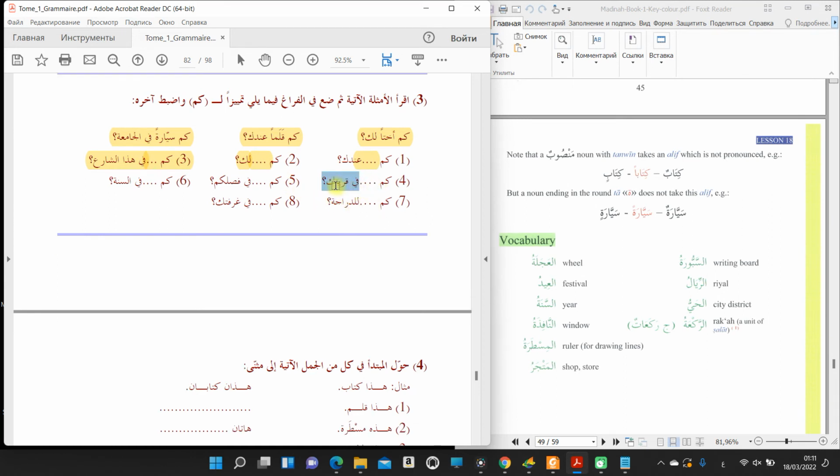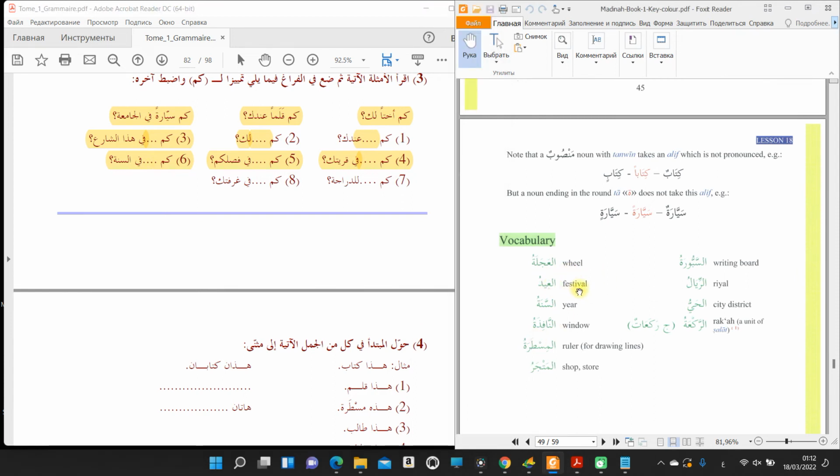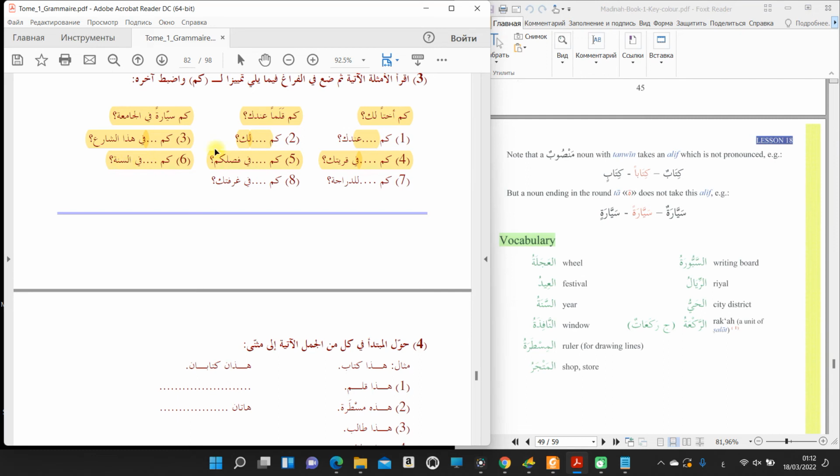Here it says في قريتك, in your village. Well, let's say كم بيتا في قريتك. How many houses in your village? كم في فصلكم. How many in your class. Let's say كم طالبا في فصلكم. How many students in your class. Here it says كم في السنة. How many in 1 year. Let's say كم عيدا. Okay, كم عيدا, here they translated it as festival, in 1 year.